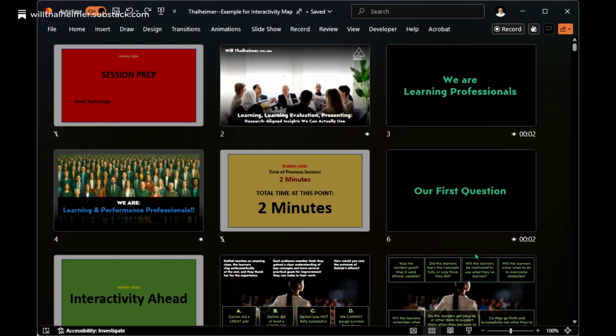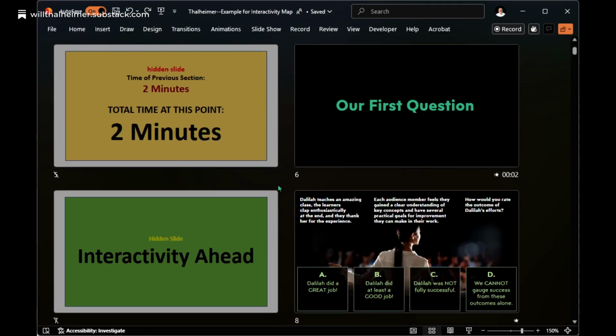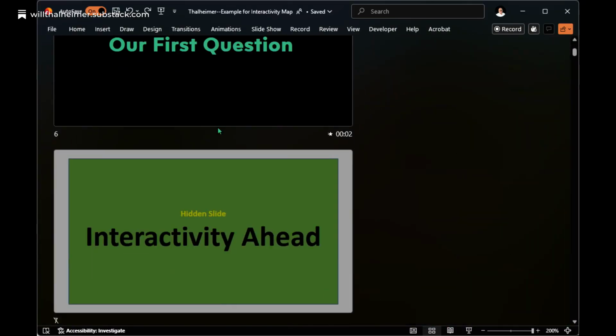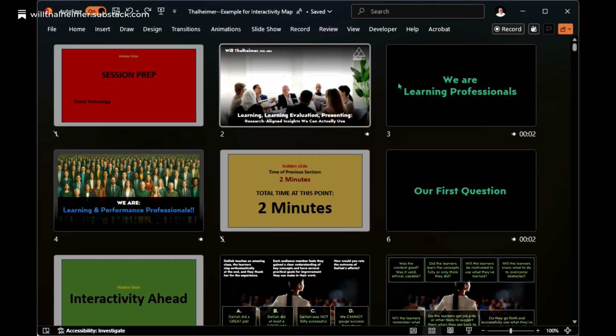All right, let's look at the yellow slides now. Here's a hidden slide. It says, I'll blow it up here. Oop, it disappeared. Time of previous section, 2 minutes. Total time at this point, 2 minutes. So that's the very first one. So the timing will be the same. And basically, I'm saying that my introduction to my presentation is taking 2 minutes.